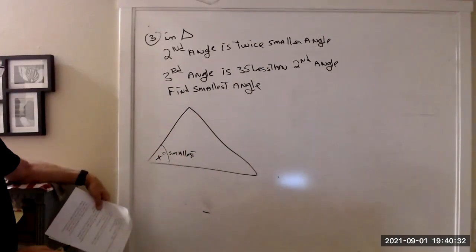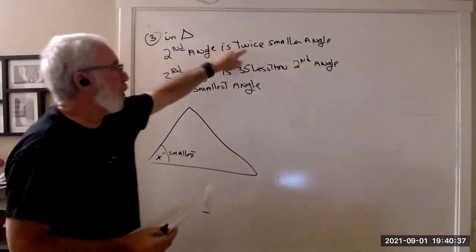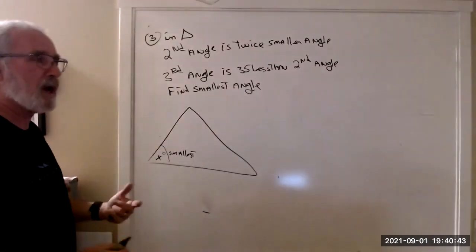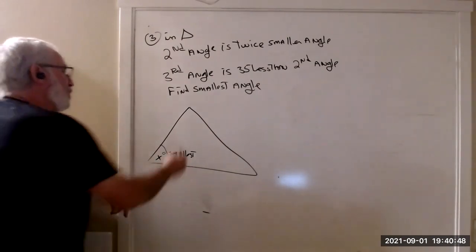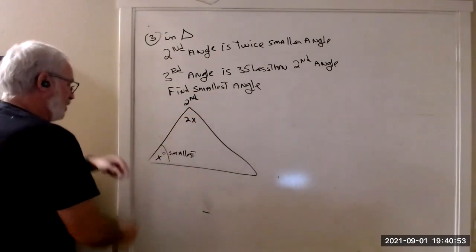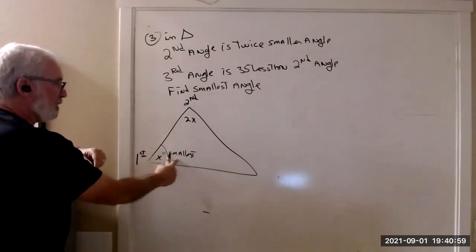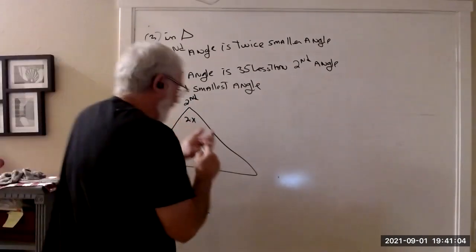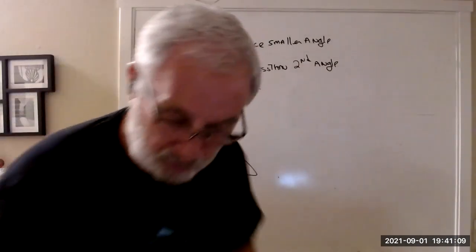There's X. So let's move to the second angle. The second angle is twice the smallest angle. The question is in English, what does the word twice mean? Twice means times it by 2. So the second angle is actually 2x. So here's the smallest angle. My first angle is x, which is the smallest. My second angle is twice x. Twice means 2 times. Where's my colored pen?